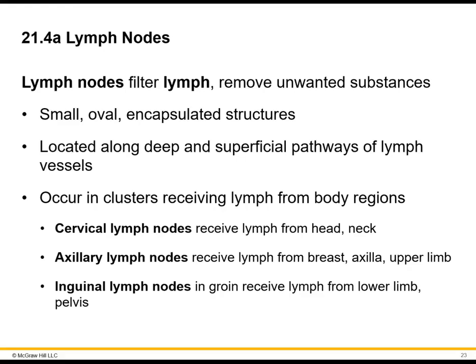You'll find axillary lymph nodes. These guys receive lymph from the breast, the axilla or the armpit, and the upper limb. And then there are inguinal lymph nodes down in the groin that receive lymph from the lower limb and the pelvis.